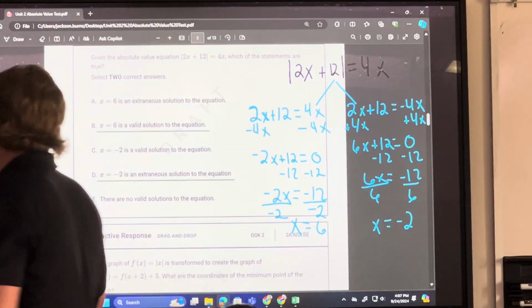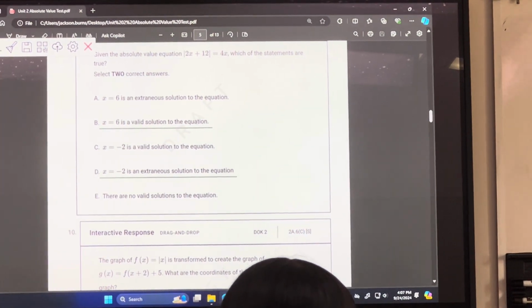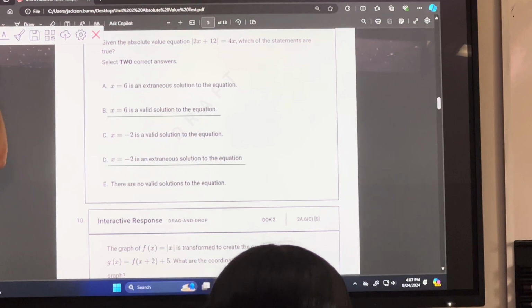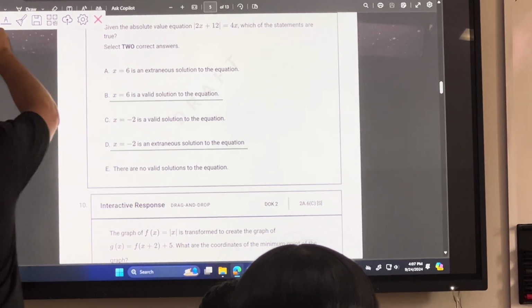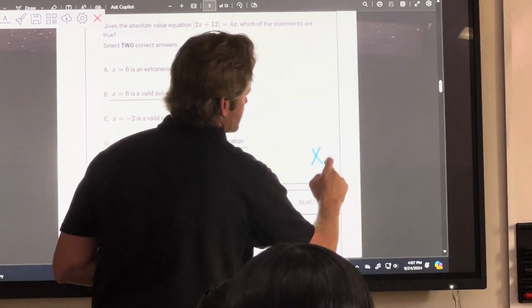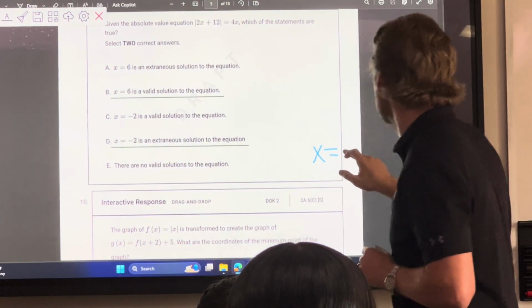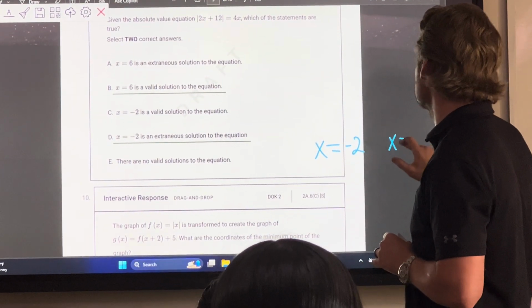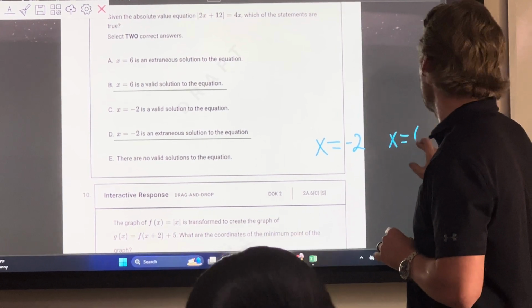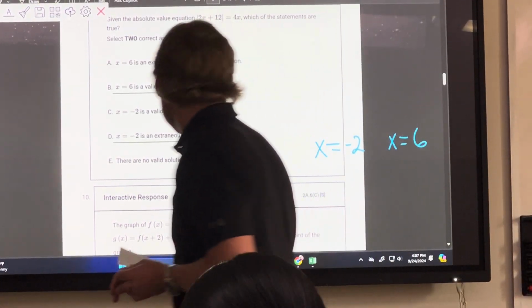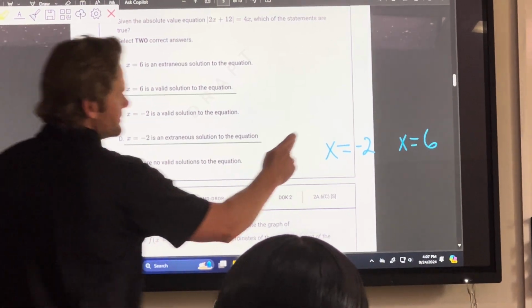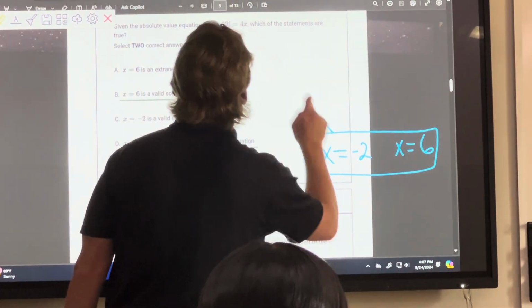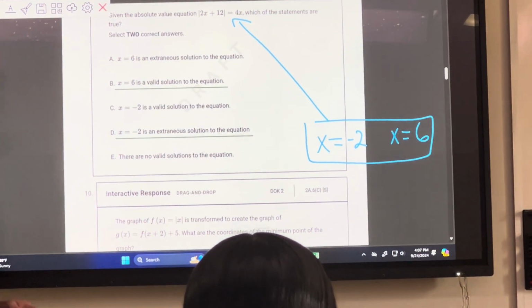So at this point, you're not done. Again, what are my answers there? I had x equals negative 2 and x equals a positive 6. Once you get your solutions, they have to go into the original equation.